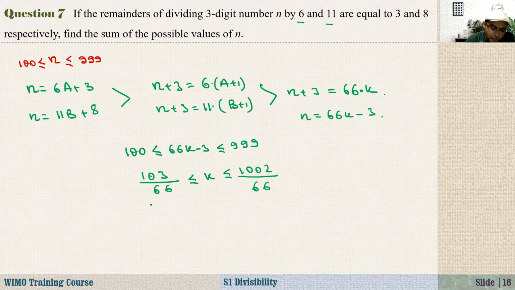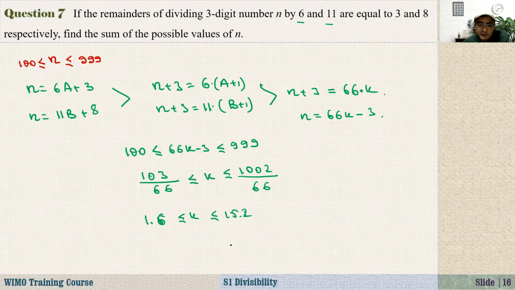So let me just write 103 divided by 66. That's equal to 1.56. Just let me just write 1.6, less than or equal to k, less than or equal to 1002 divided by 66. That's equal to 15 point something, 15.1.